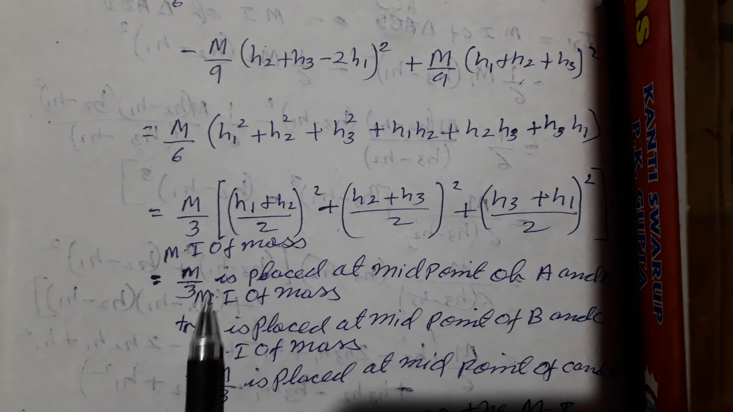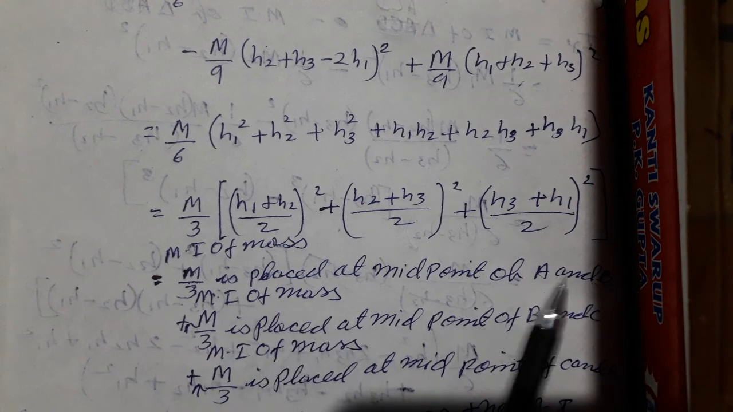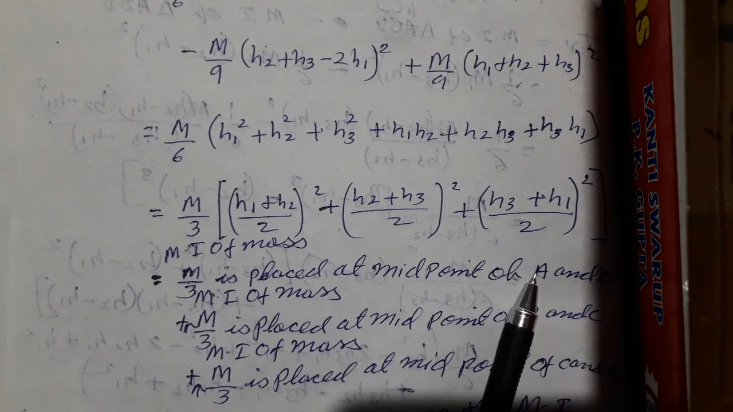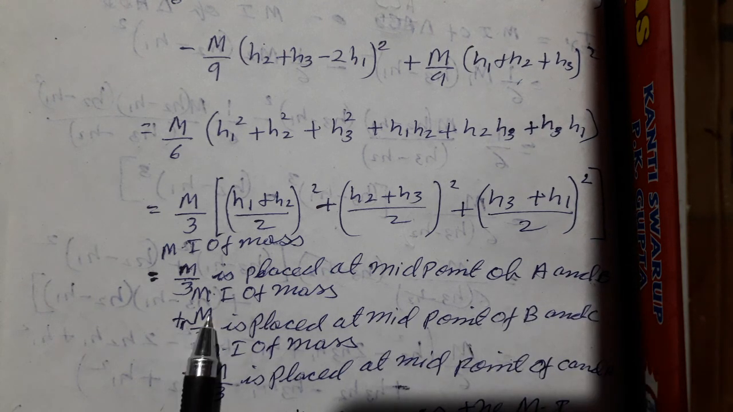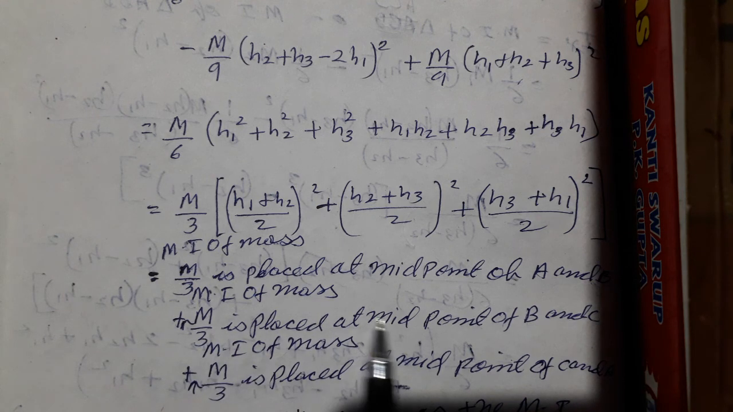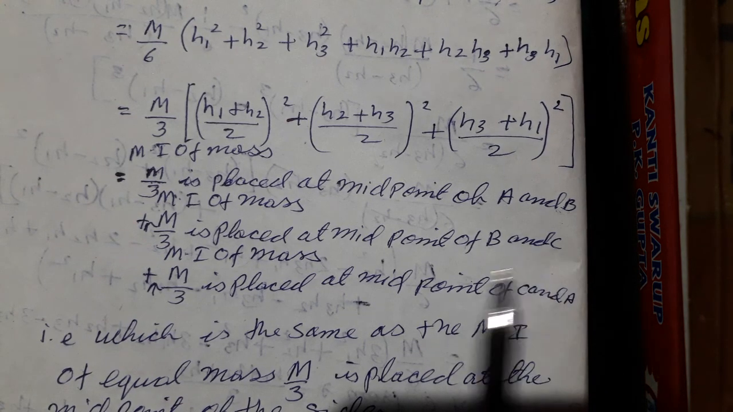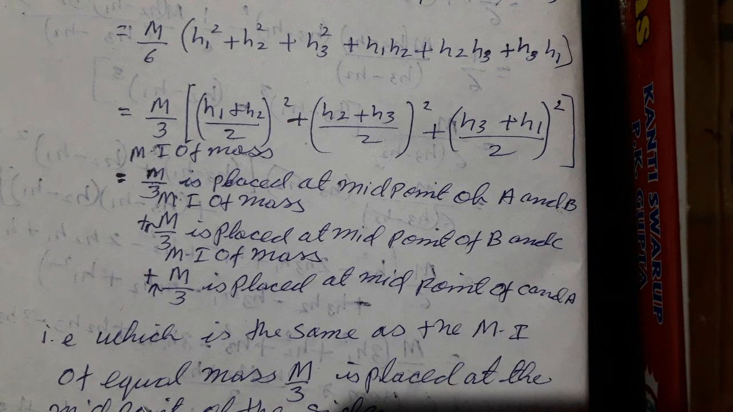So m by 3 is placed at the midpoint of A and B. The moment of inertia of mass m by 3 placed at the midpoint of A and B, plus the moment of inertia of mass m by 3 placed at the midpoint of B and C, plus the moment of inertia of mass m by 3 placed at the midpoint of C and A. We can see they have the same moment of inertia.